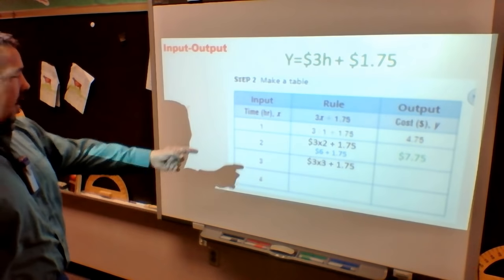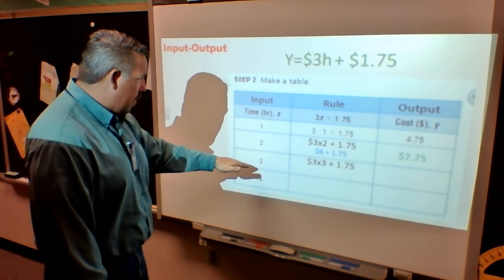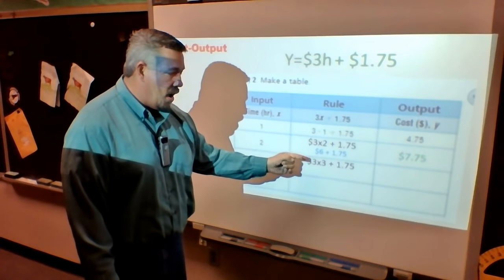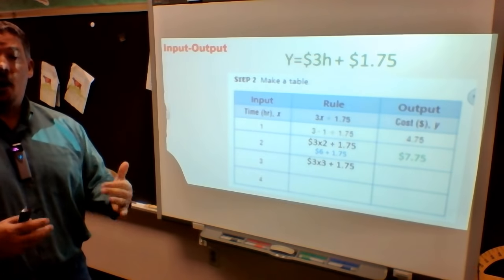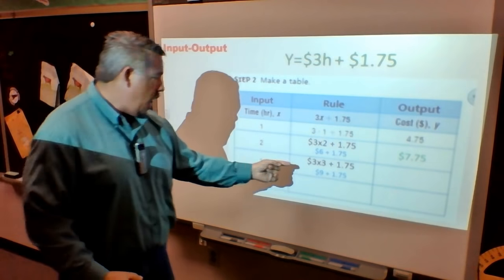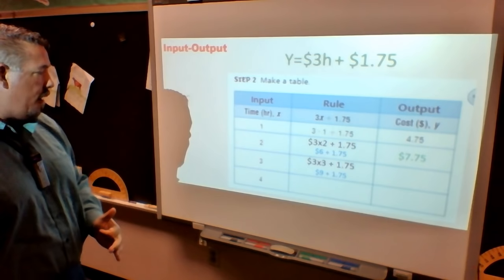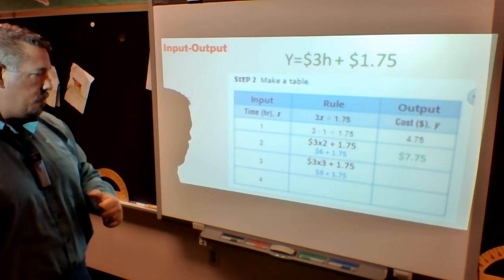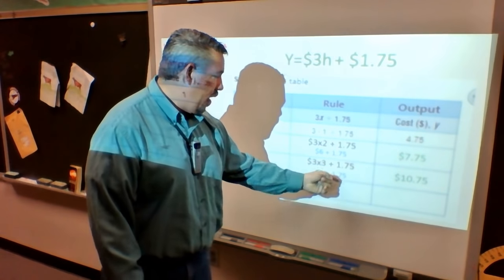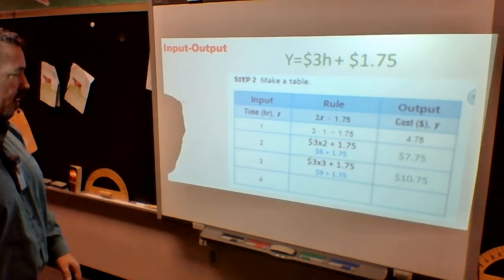For 3 as my x, my input, my independent variable, I plug it in for 3. I have $3 now times 3. 3 times 3, third grade math. 3 times 3 is 9. 9 plus $1.75, second grade math, introduced to decimals. I line them up, and I know that 9 plus 1 is 10, and I'm left with 75 cents. So now I have my answer of $10.75.